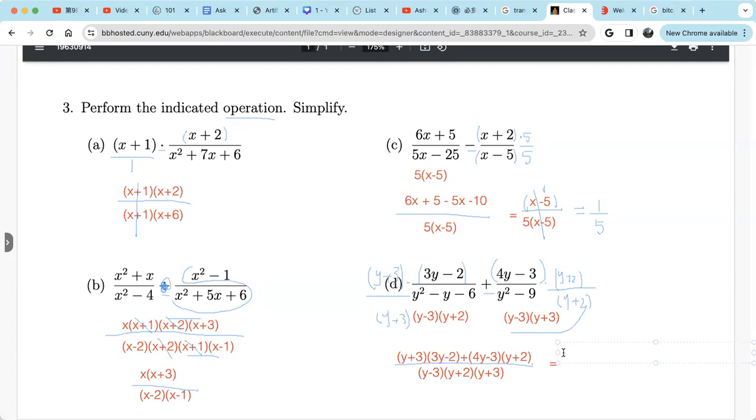So y times 3y, we get 3y squared. Right? Then 3 times 3y, 9y. Y times negative 2, negative 2y. So 9y minus 2y, we get a plus 7y. Then 3 times negative 2, negative 6. Then plus 4y times y, 4y squared. Then 4y times 2, 8y. Then negative 3 times y, negative 3y. 8y minus 3y, that's positive 5y. Then negative 3 times 2, that's negative 6. Right, that's in the numerator.